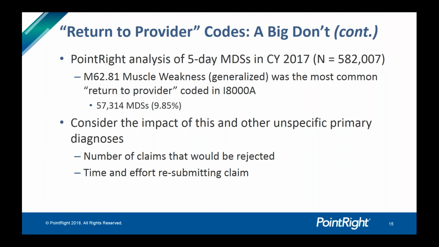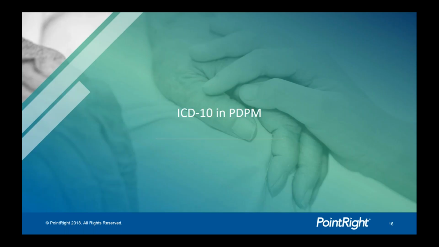So think about the potential impact of this when you're looking at your common practices for selecting a primary diagnosis, and how many of those claims would be rejected. Now, of course, it's not the end of the world. You can revise a claim, you can make sure that the diagnosis is captured correctly and resubmit, but that takes time and it takes effort. So getting it right the first time is certainly in your best interest.